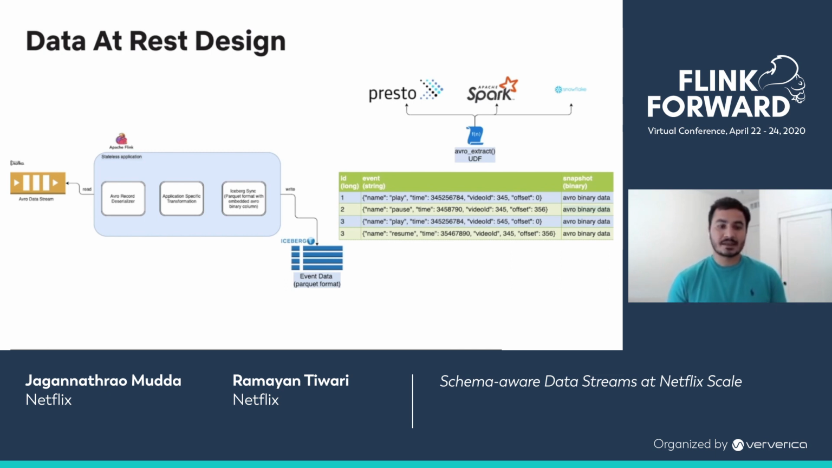Iceberg in this diagram is Netflix's homegrown table format with native support for schema evolution. Columns can be added, removed, renamed, or dropped, with all this support natively built in the system. We have also developed an Iceberg sink for our Flink jobs, which is used in this case to write transformed events in the Parquet data format to our data warehouse.